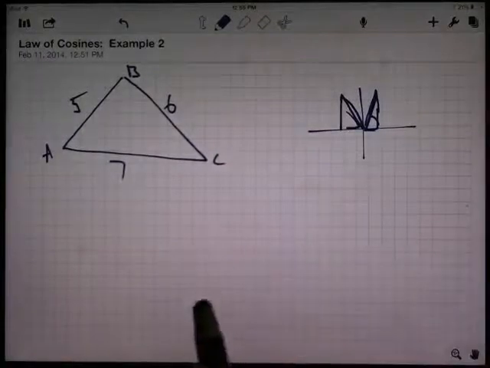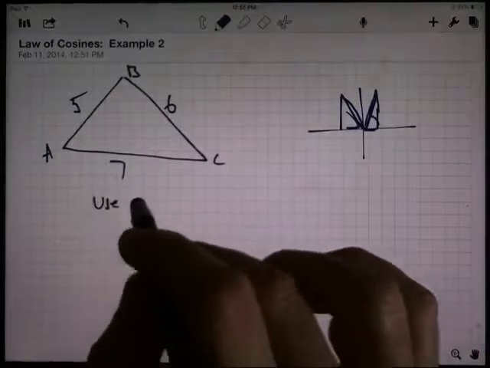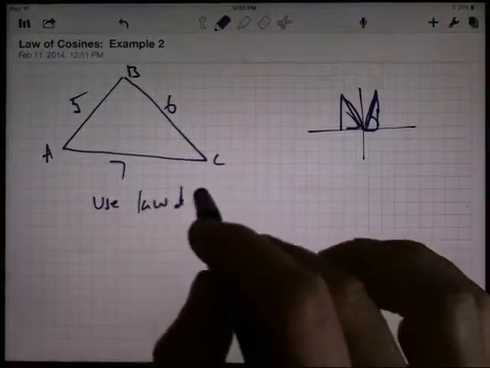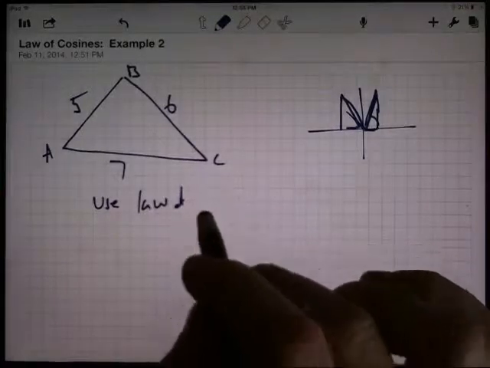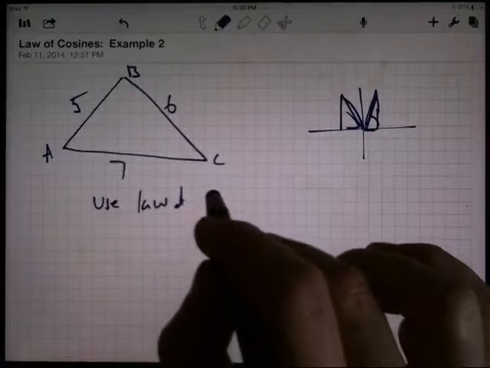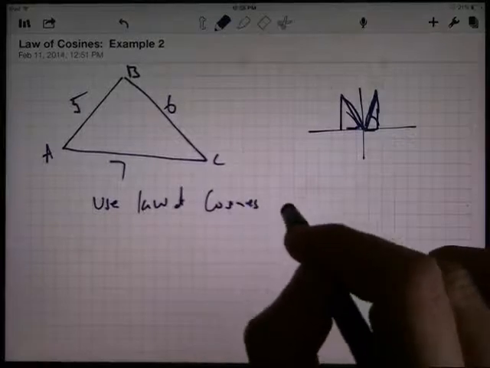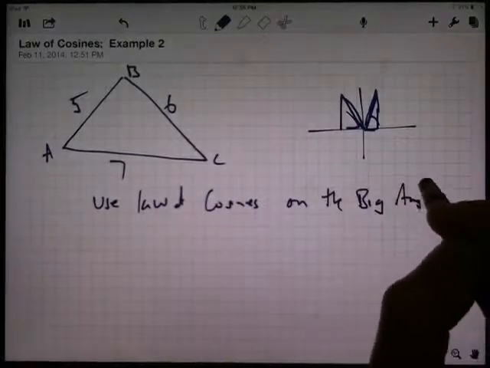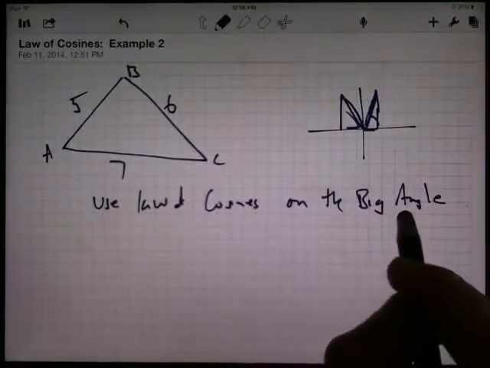Okay, so knowing that, I'm going to use the law of cosines. I can use it on any angle. In fact, I could do it on every angle if I want, but it's usually easier for me to use the law of sines. To make sure I get the law of sines right, I'm going to use the law of cosines on the big angle. I know my handwriting is a little sloppy here, but I said it out loud. Use the law of cosines on the big angle.